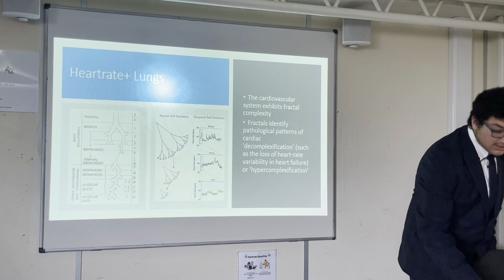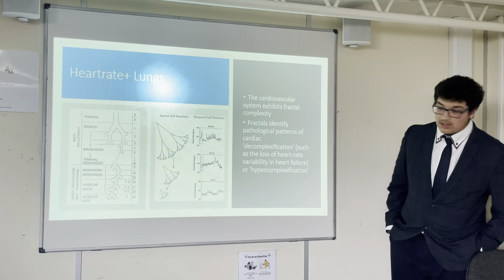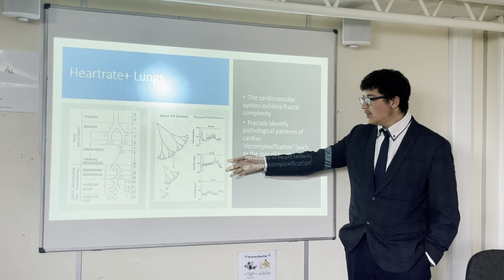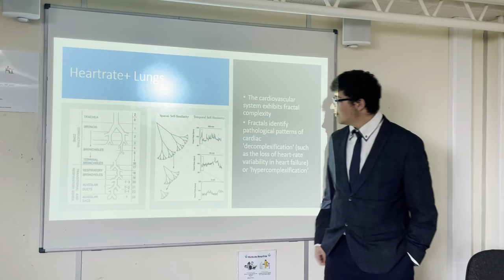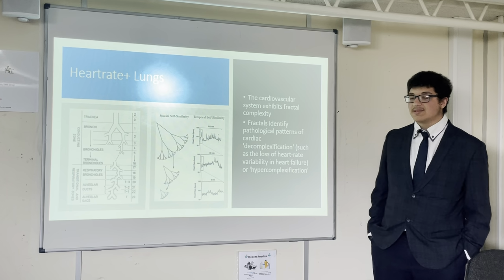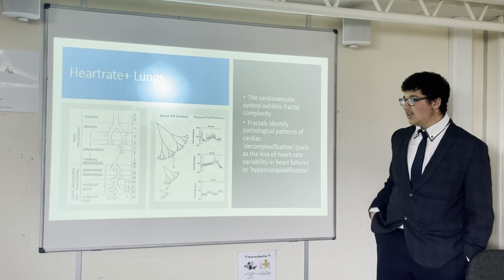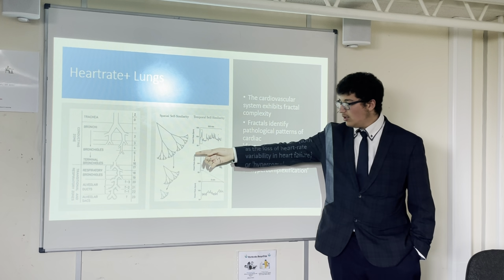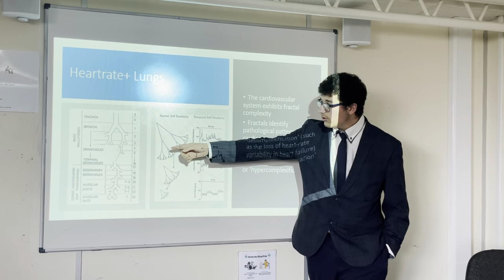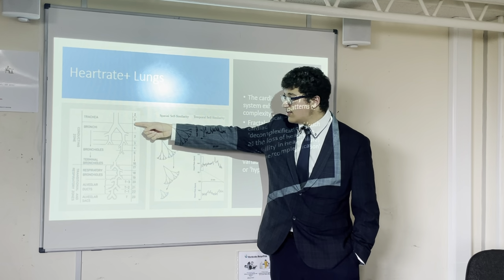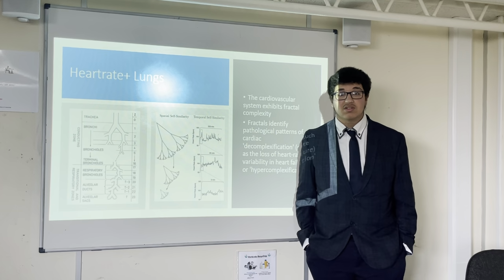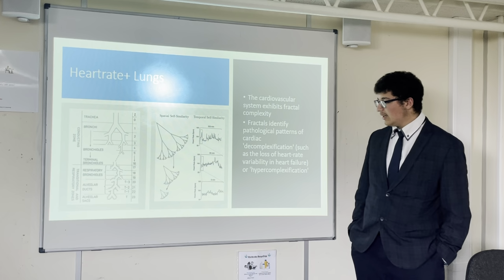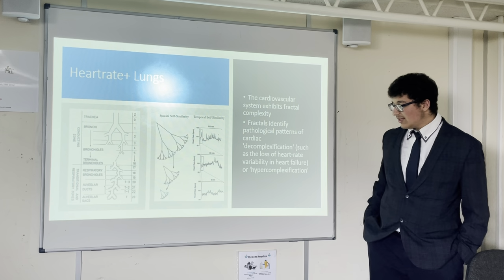So next, heartbeat and lungs. As you can see, this is the heart rate, this is lungs, and the cardiovascular system exhibits a lot of fractal complexity. So here we have a lot of cell symmetry. As you go down, you see it repeating itself. And over in the lungs, you see it splitting off into two, maybe 2 to the 23rd. And fractals identify pathological patterns of cardiac decomplexification. So that's about the heart rate.